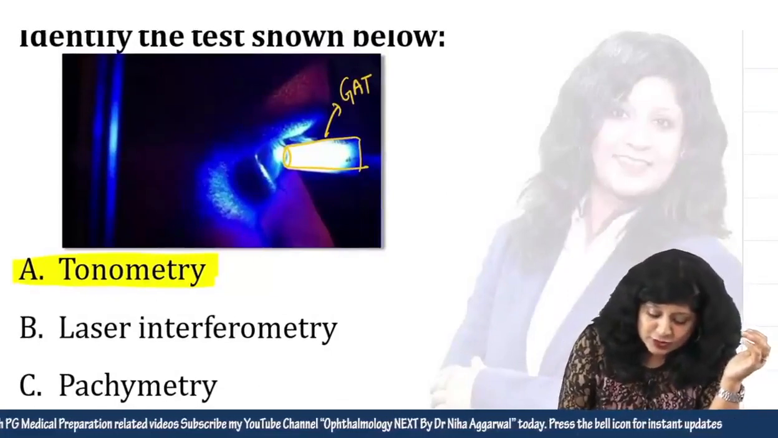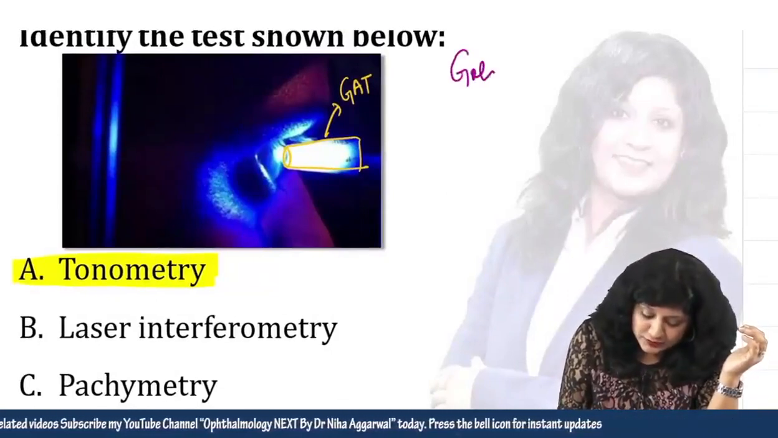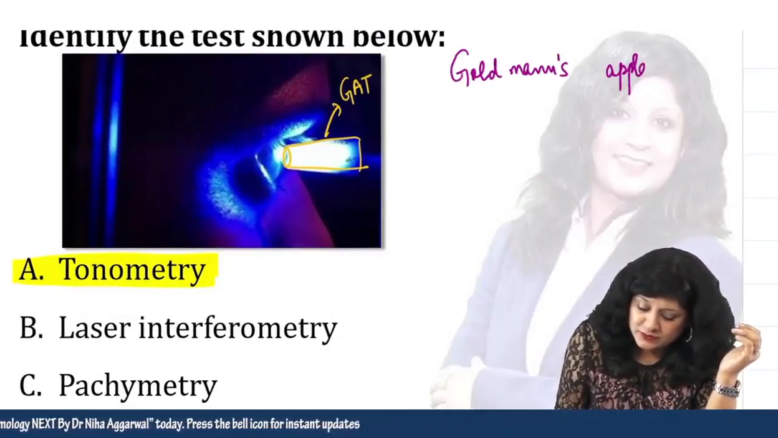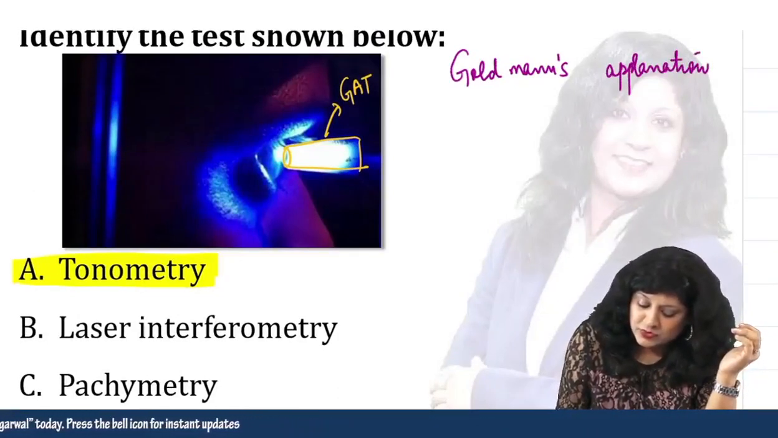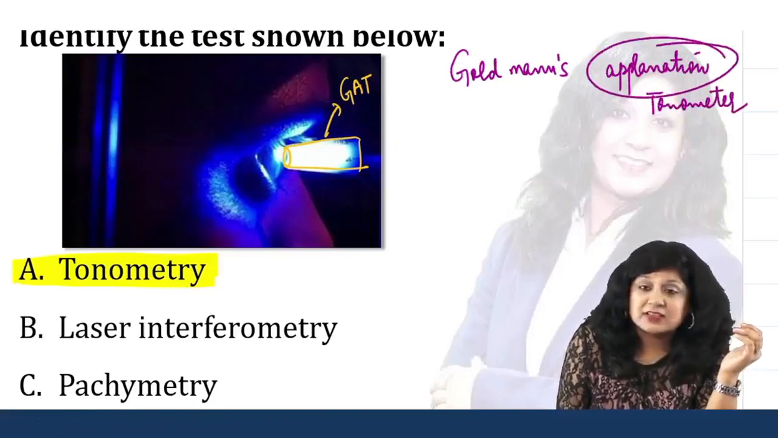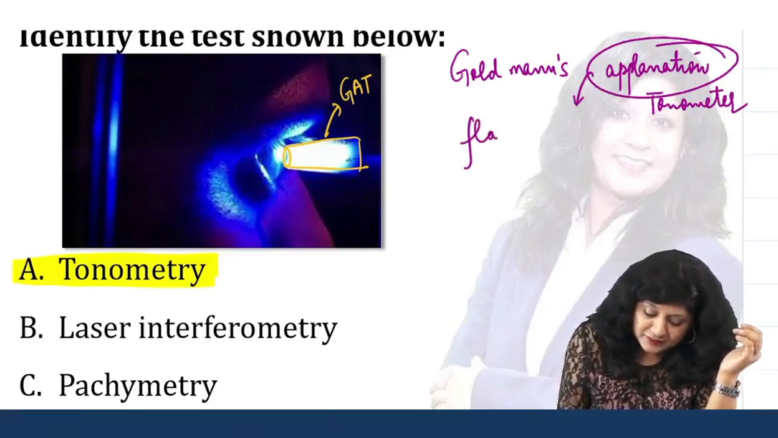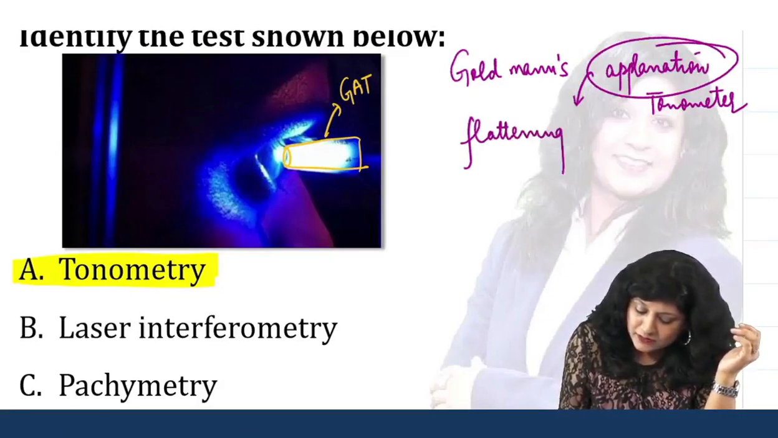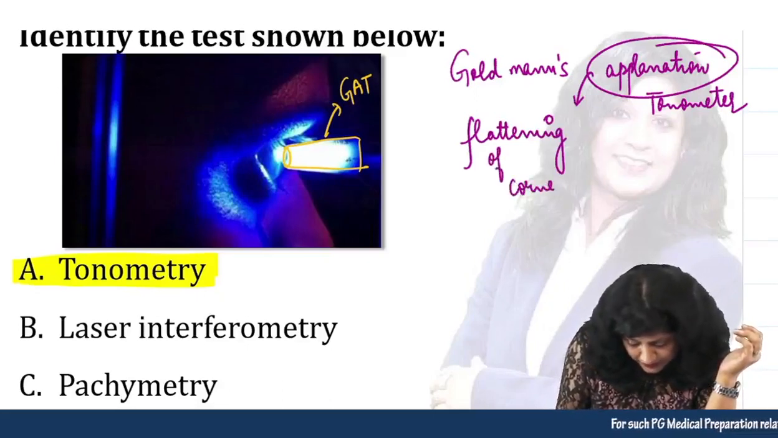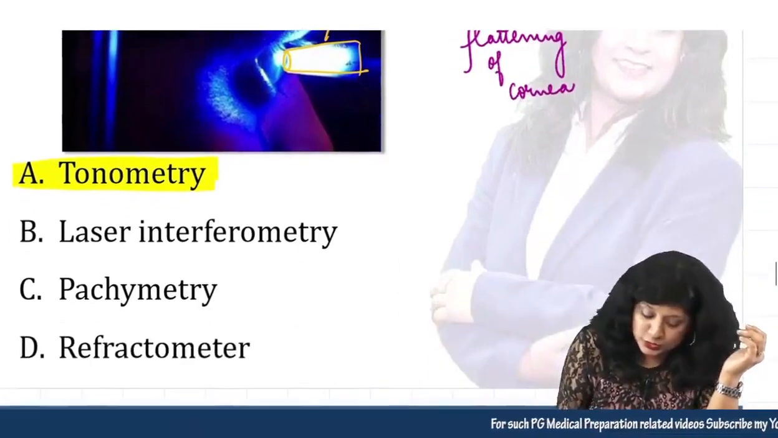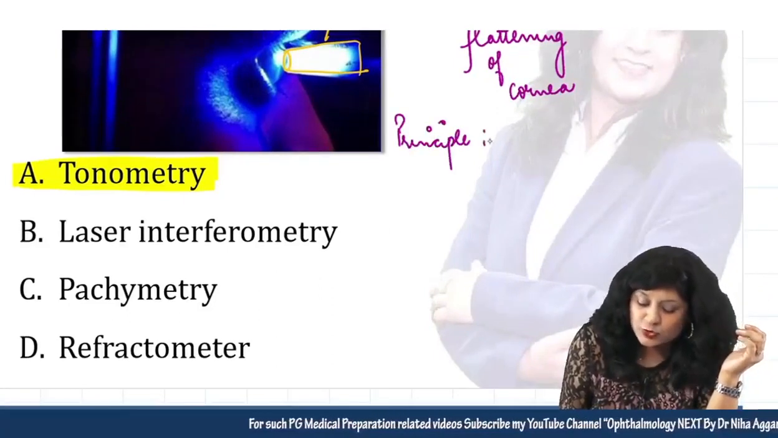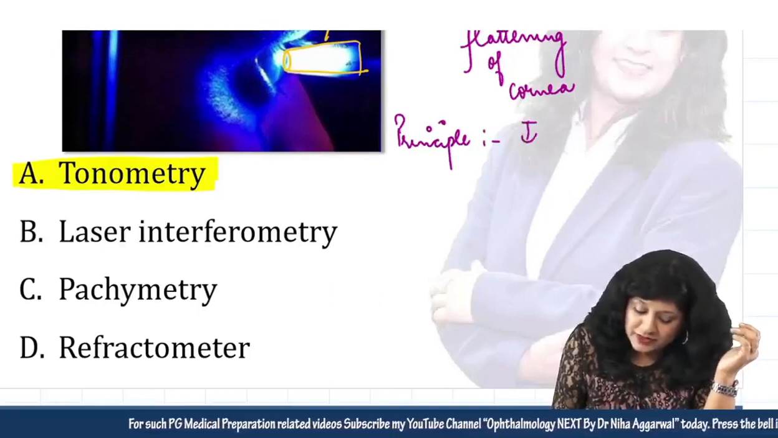This probe is of the Goldmann's applanation tonometer. Okay, applanation means that this is a kind of flattening. Here we have a tonometer which is causing the flattening of the cornea, right? And you should also know what its principle is. Read everything about the Goldmann's applanation tonometer. It's a very important topic.